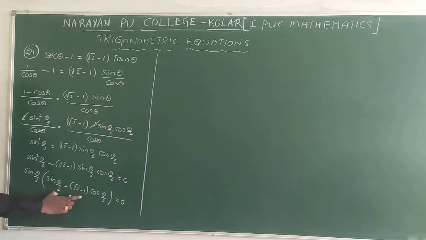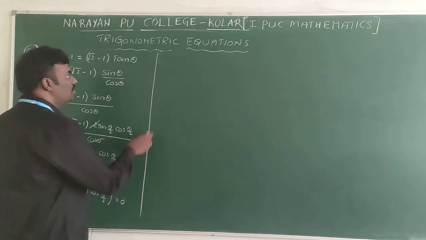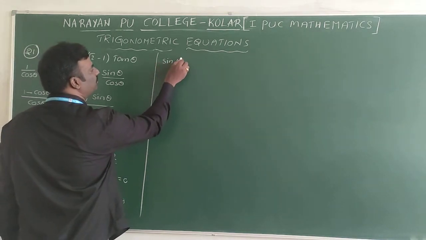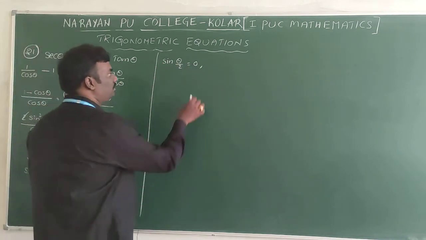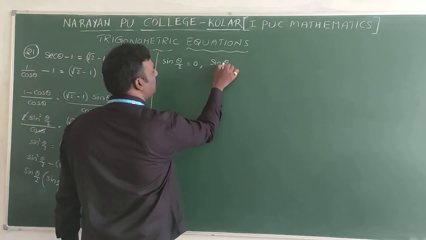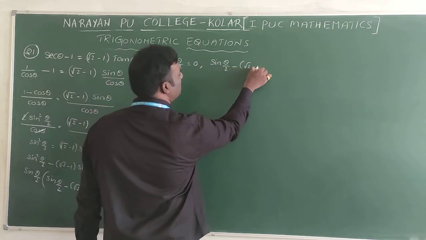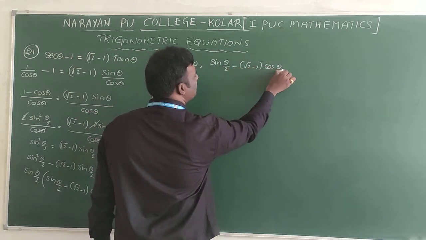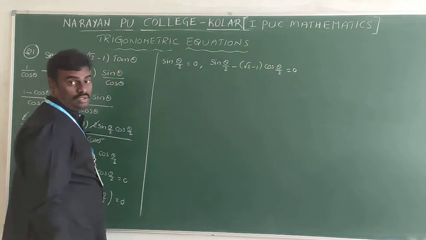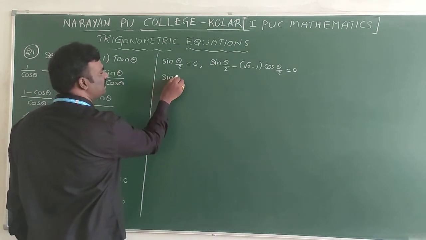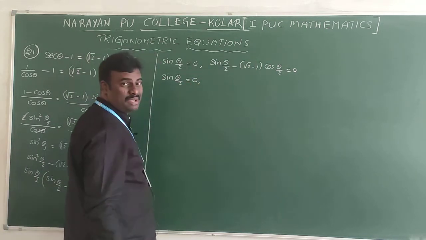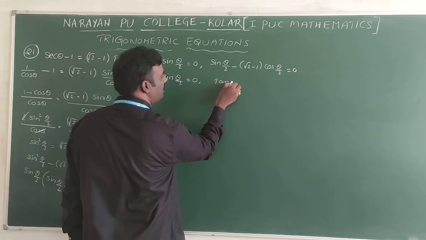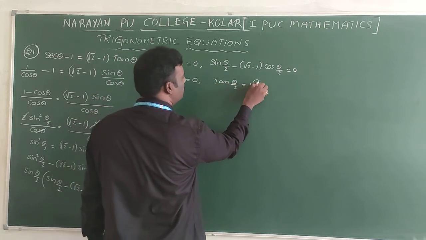Again, the product of two values will be 0. Either the first one is 0 or the second one is 0. First one 0. Next, second one 0: sine theta by 2 minus root 2 minus 1 into cos theta by 2. So from this you will get sine theta by 2 is equal to 0. If you take cos to that side, sine by cos, directly I am writing, that is tan theta by 2 is equal to root 2 minus 1.